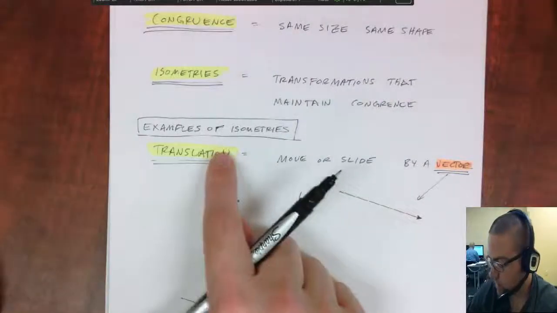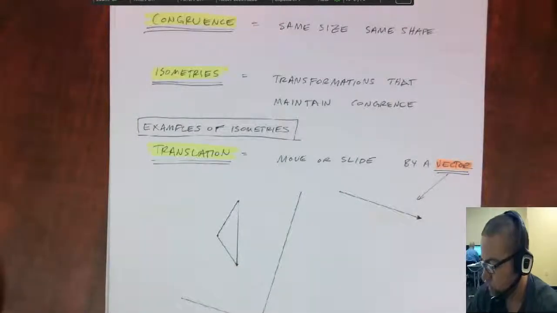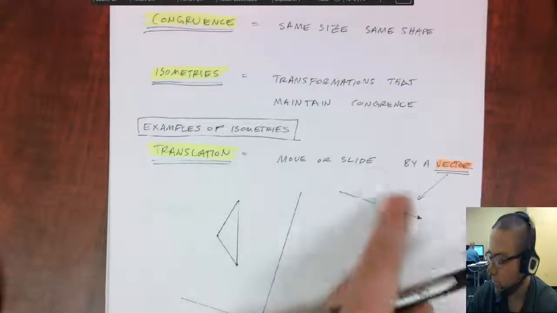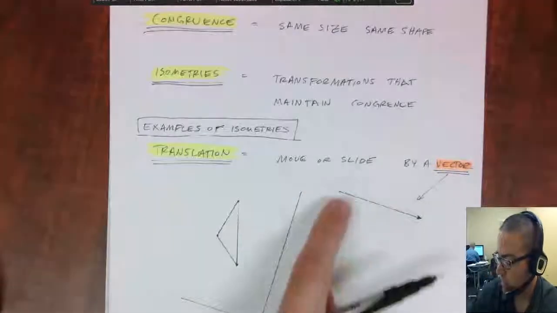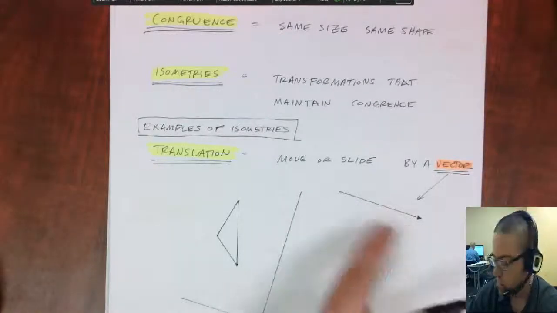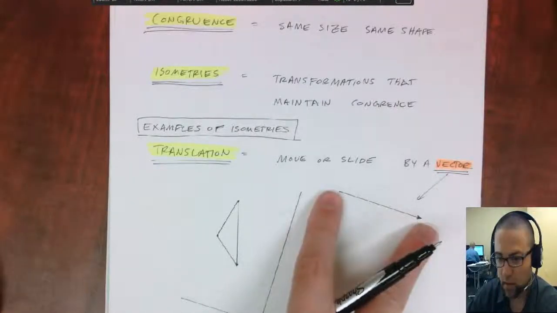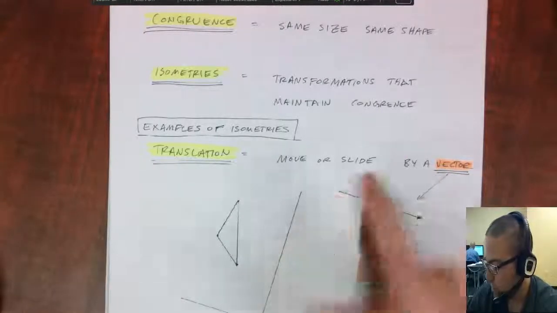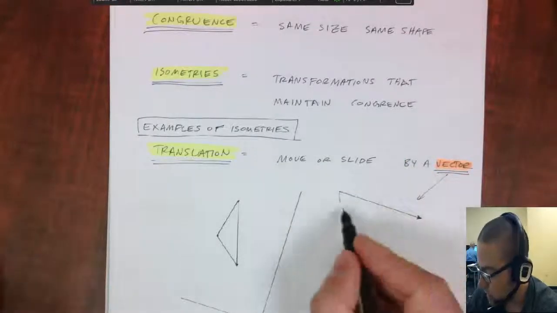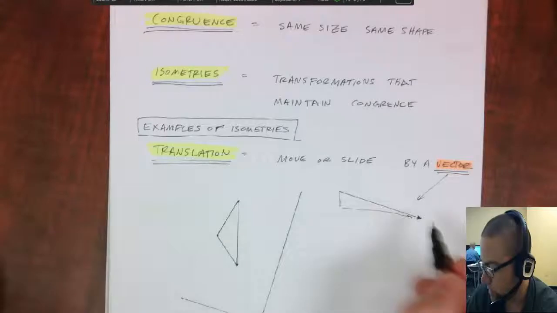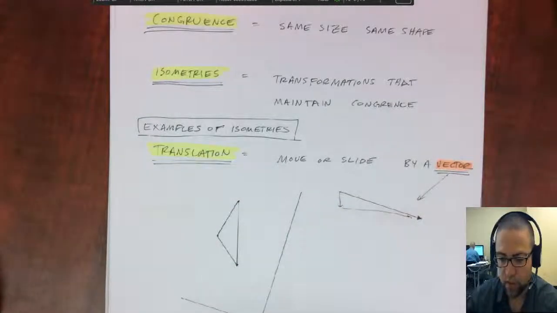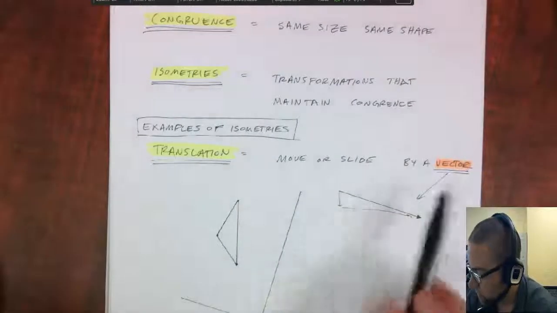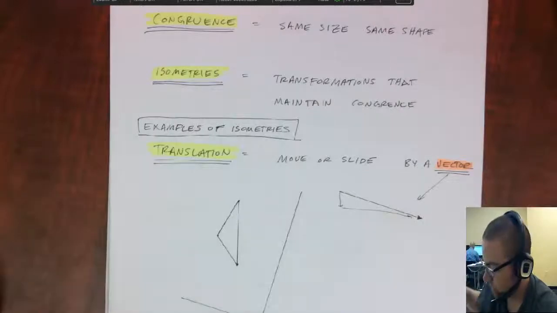So here are some examples of isometries. The first one is called translation. Translation is just to move or slide a shape by a vector. And a vector has a direction and a magnitude. A magnitude just means length. So it could be at some angle with a length, or it could be a composition of going one direction and then another direction, like going north so far and then west so far, or something like that.